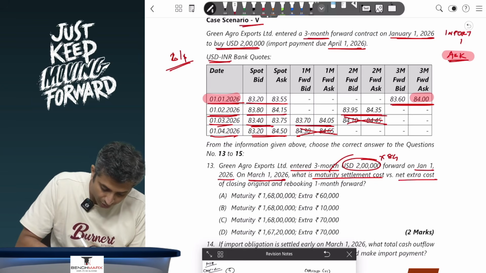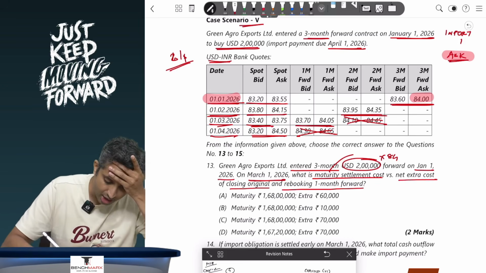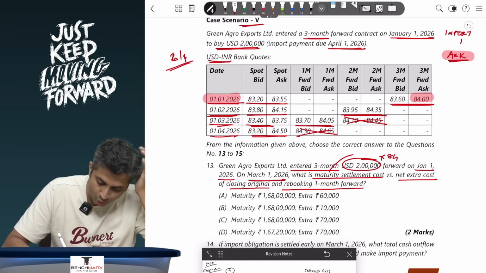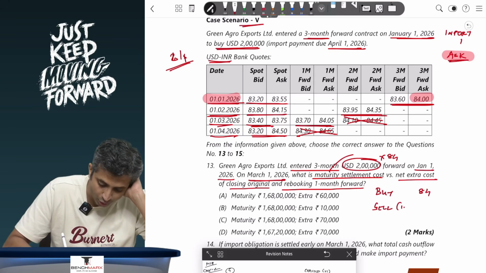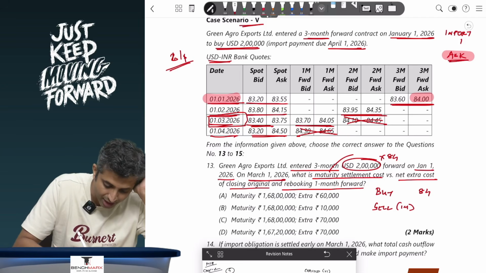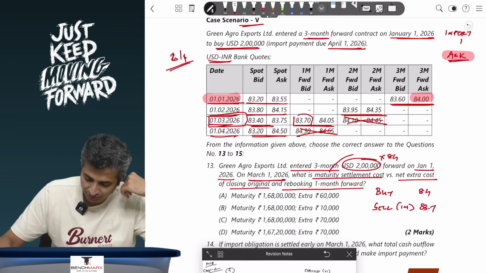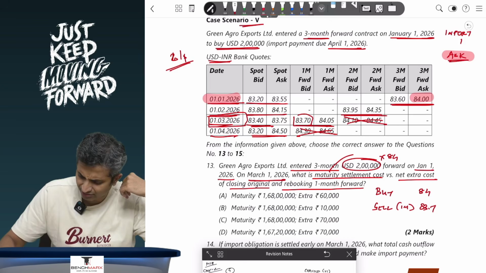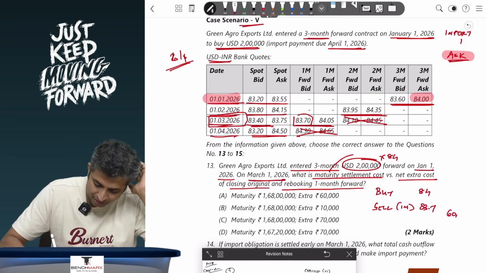What is the net extra cost of closing the original and rebooking a 1-month forward? Now, if I close the original, I will have to take the reverse forward. My original contract is, from an importer's perspective, a buy contract at the rate of rupees 84. If I want to cancel, I will cancel it by selling it. This is a forward sale by 1 month. So on 1st March, if I am selling, the banker is buying, the banker buys at 83.7, and hence there will be a loss. This is 84 and 83.7 into $2 lakh, so there is a cancellation loss of 60,000.